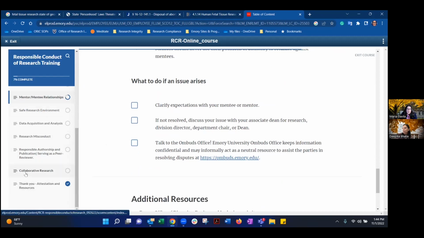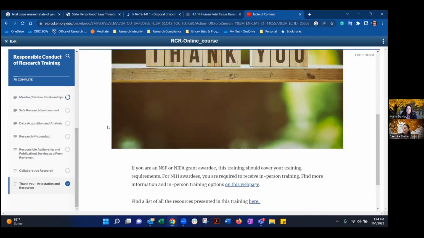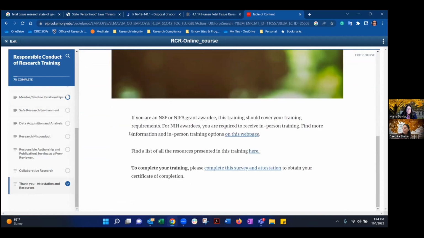Another important thing at the end of this training, we do have an attestation document, so you can not only provide your input, but also get that attestation signed, and you can get your certificate of completion. So you can have it for your submissions to NSF or NIH.